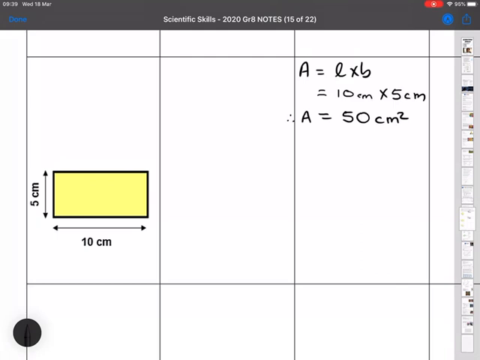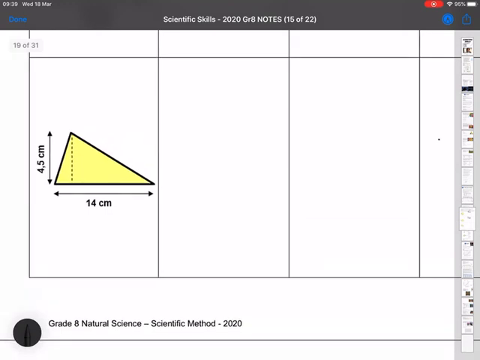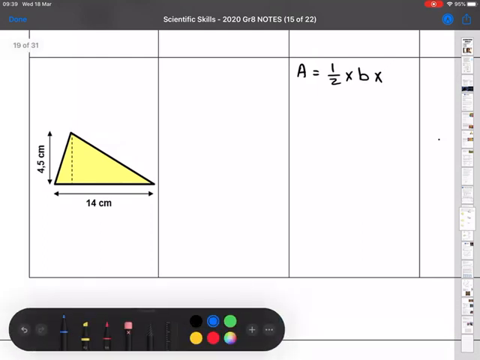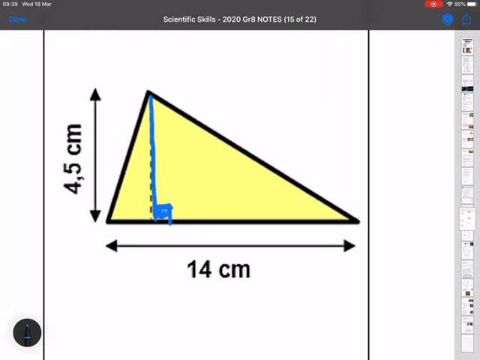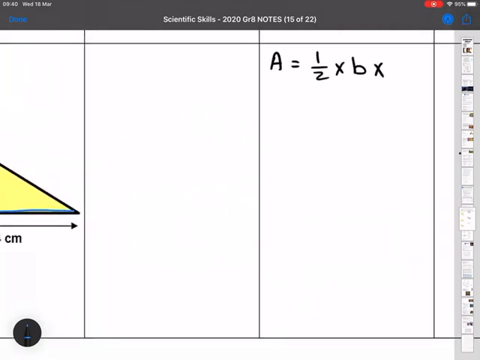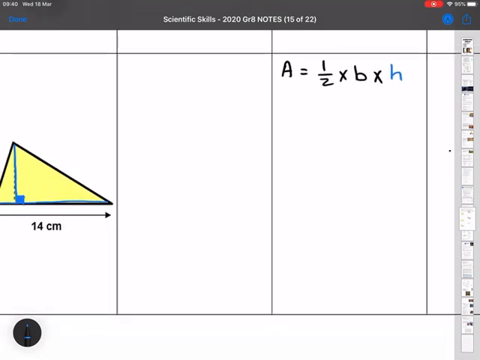Okay. Let's also do the triangle in centimeters squared. So a triangle is half of a rectangle, so the area of a triangle is equal to a half times the base times the perpendicular height. By perpendicular height, what we're actually saying is this height over here, because the height is perpendicular to the base. It's a 90-degree angle to the base. So this little square means that we've got a 90-degree angle. Okay, so the two blue lines are perpendicular to each other. So half times base times the height of the triangle.